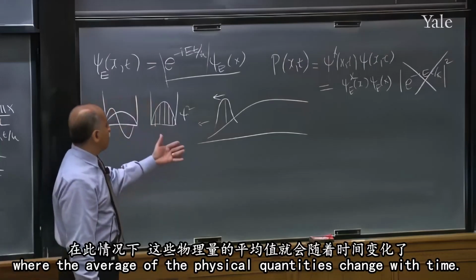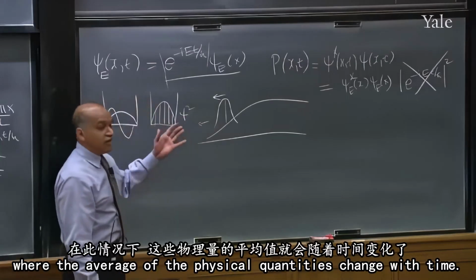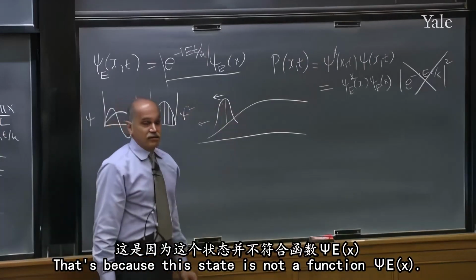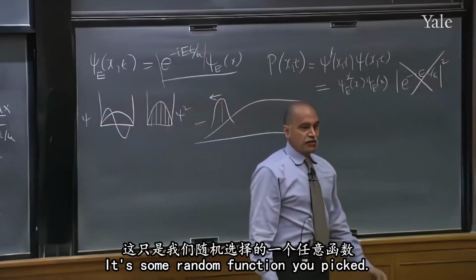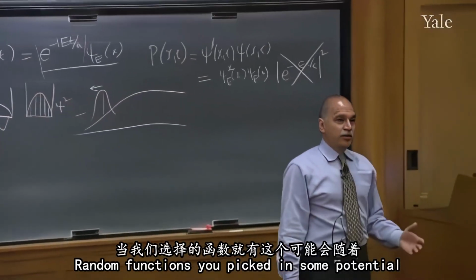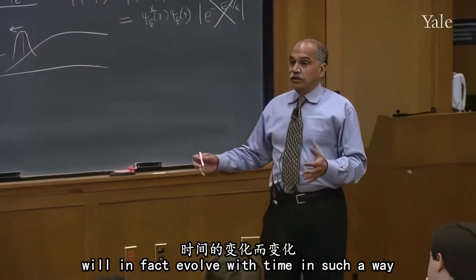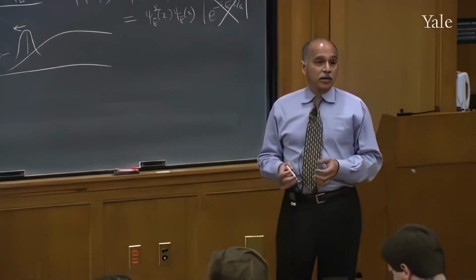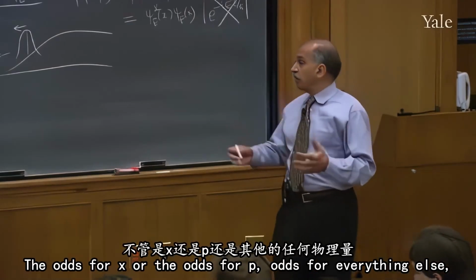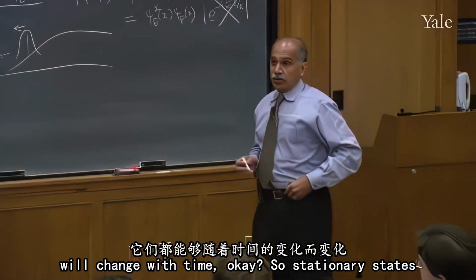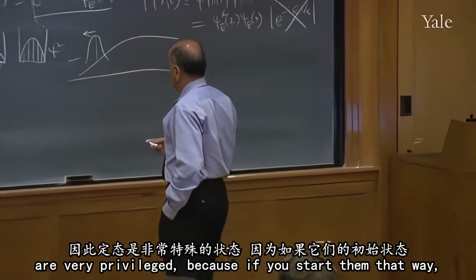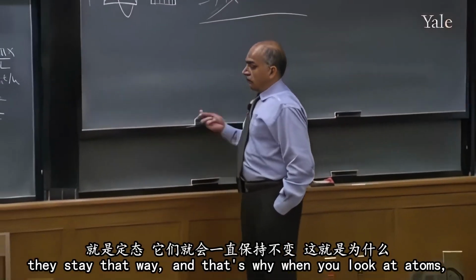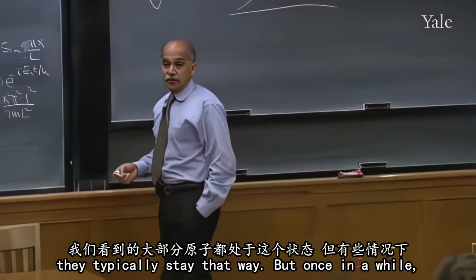So that's the situation where the averages of physical quantities change with time. That's because this state is not a function psi of E of x. It's some random function you picked. Random functions you picked in some potential will, in fact, evolve with time in such a way that measurable quantities will change with time. The odds for x, the odds for p, odds for everything else will change with time. Okay, so stationary states are very privileged because if you start them that way, they stay that way, and that's why when you look at atoms, they typically stay that way.